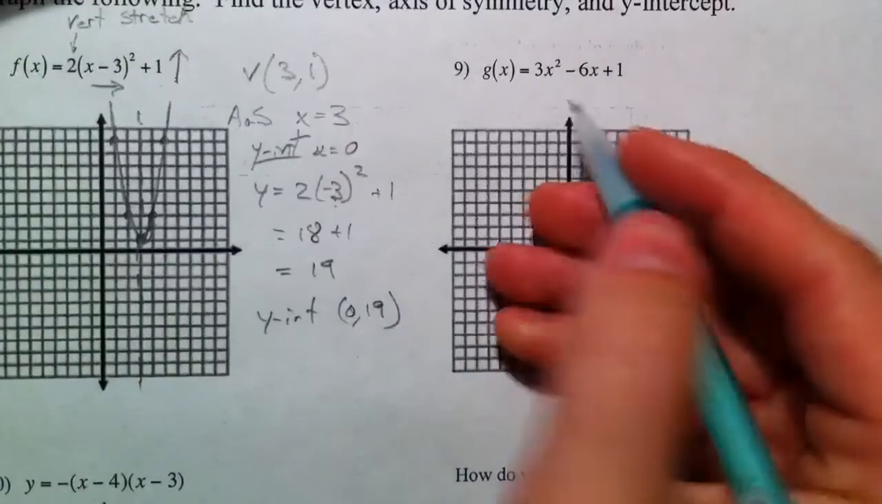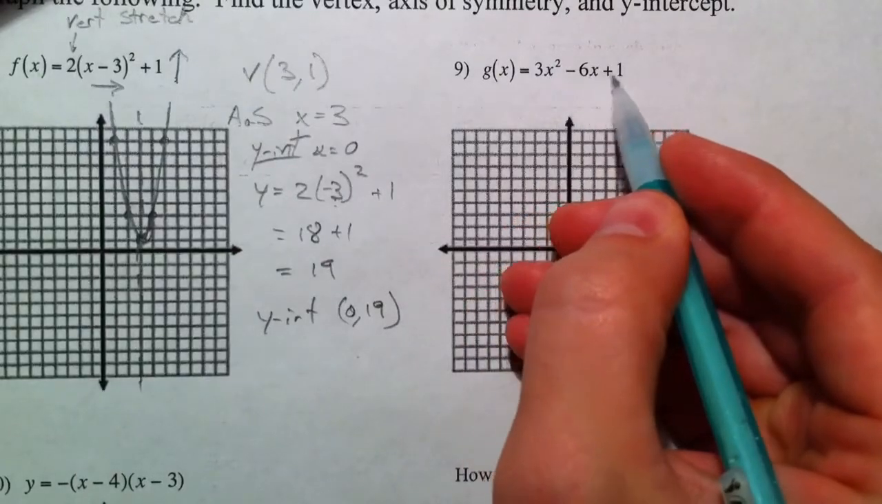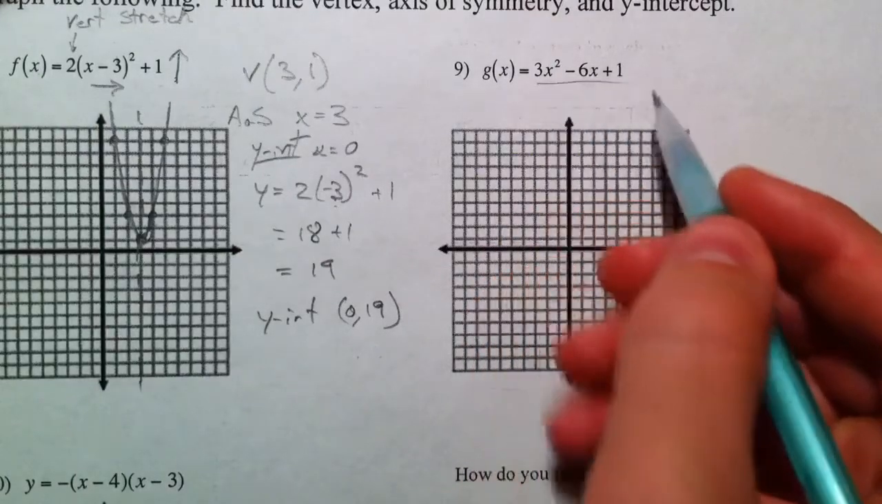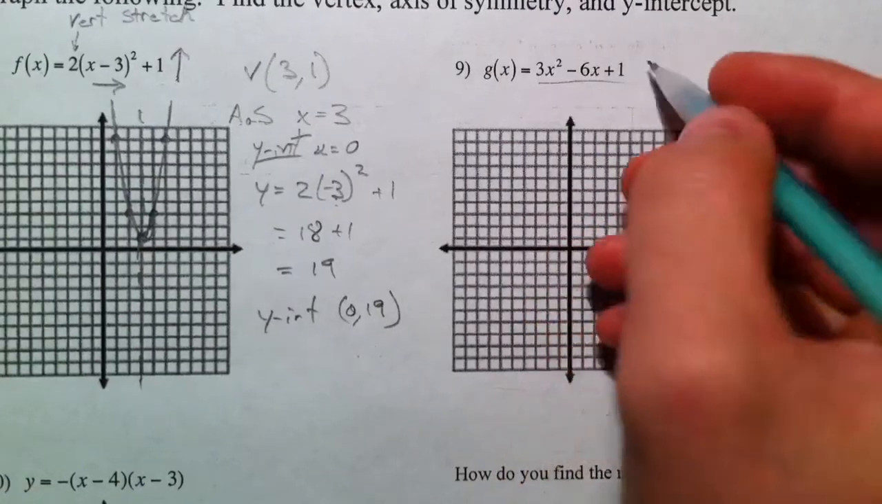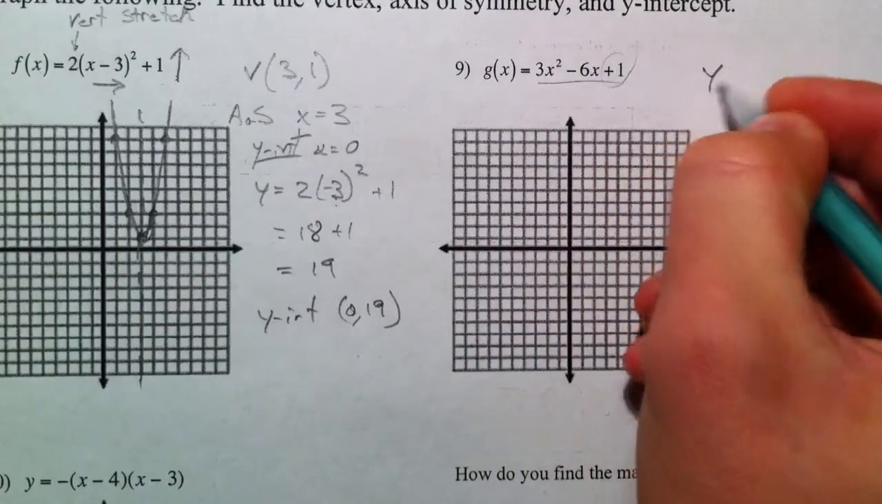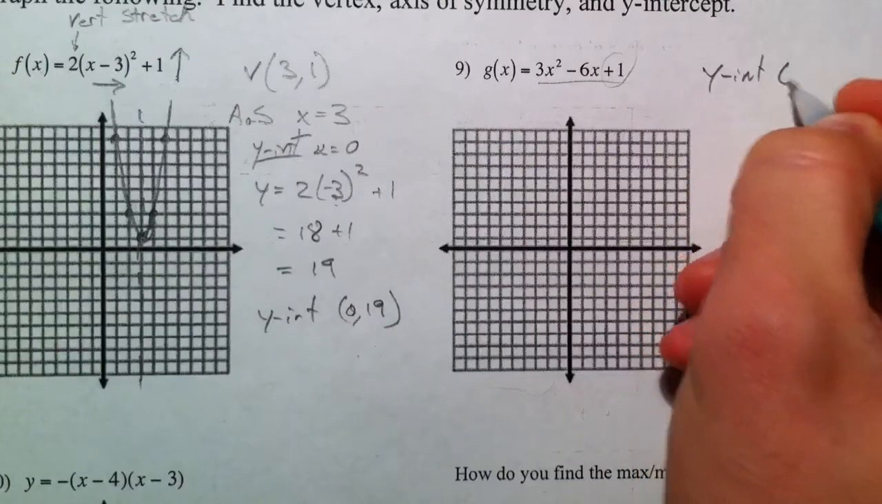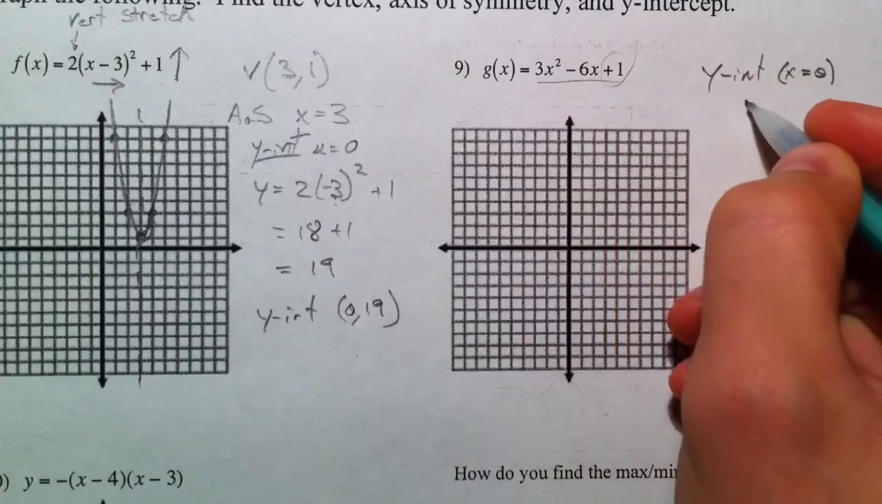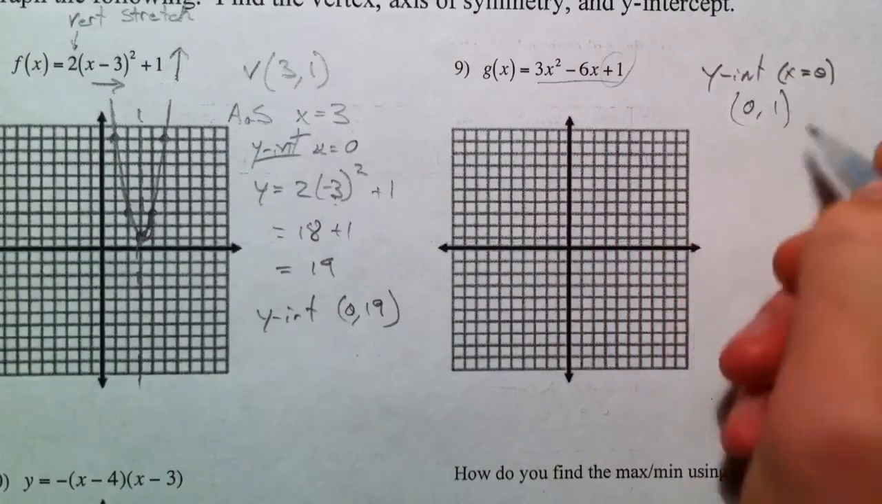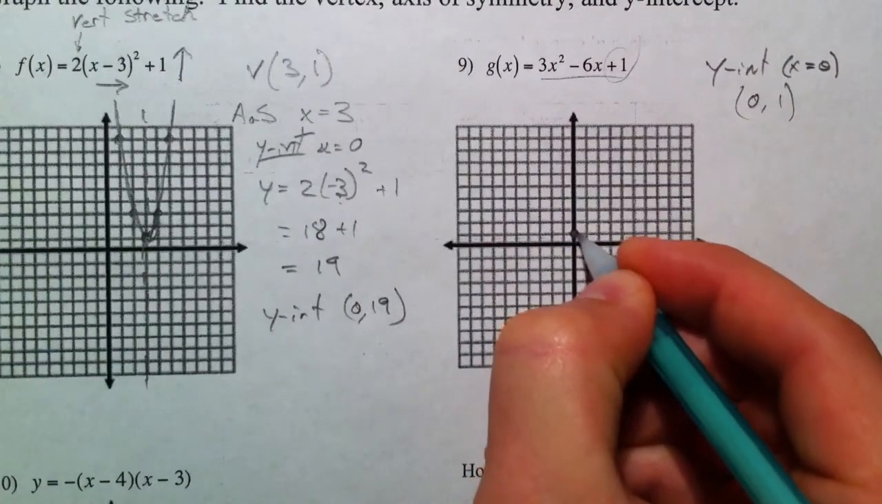Alright. 3x squared minus 6x plus 1. This is in standard form. Again, the benefit of standard form was that the y-intercept was really easy to find. The y-intercept is where x equals 0 because you haven't gone left or right. So 0, comma 1. Very easy to find.